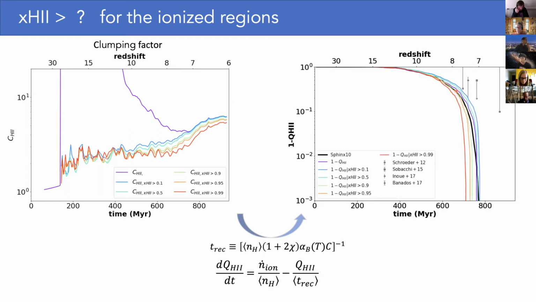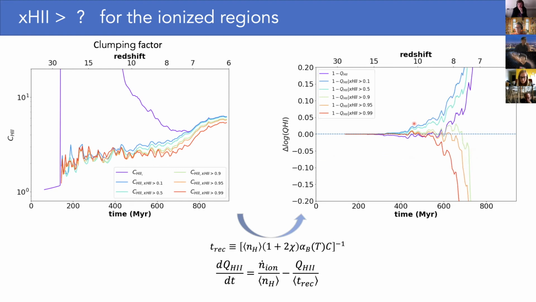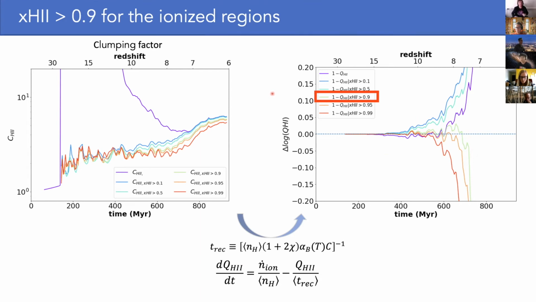So the colored lines are the QH2 from this clumping factor with different ionized fraction thresholds, and we can compare their offset with the black lines in each panel, and we can find some minimum offsets. And the clumping factor showing the minimum offset is 0.9. So our best shot is the clumping factor of the gas cells of which ionized fraction is larger than 0.9.